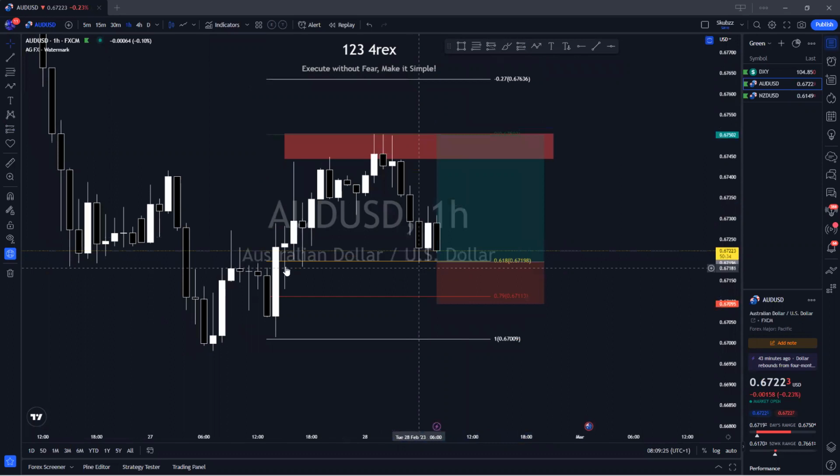So what I'm going to do right now, in as much as the higher time frame bias is bearish, and I am inclined to look more at sells, this thing is a little bit tricky, honestly.